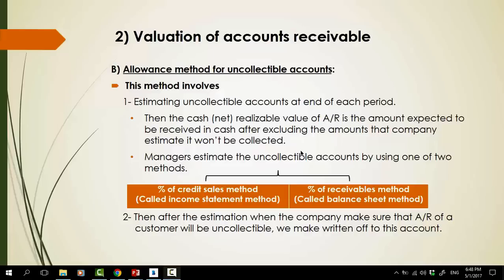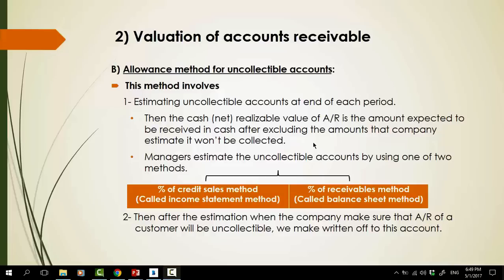Not all companies use the direct write-off method. Some companies expect that a portion of the accounts receivable might not be collected at the end of each period. Okay, then it's an expectation, not a real amount. The net realizable value is the amount expected to be received.